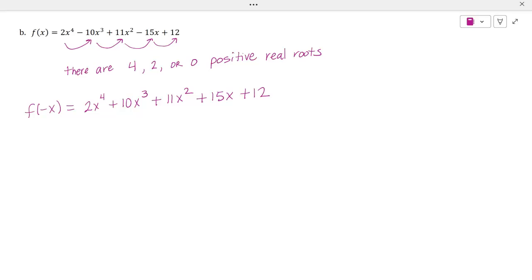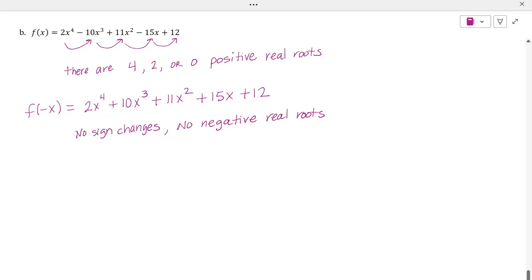And so when I plug negative x in, I don't have any sign changes. So that means that there are no negative real roots. If I were trying to use the rational zeros theorem, I would not even check any of the negative values because none of them are going to show up.